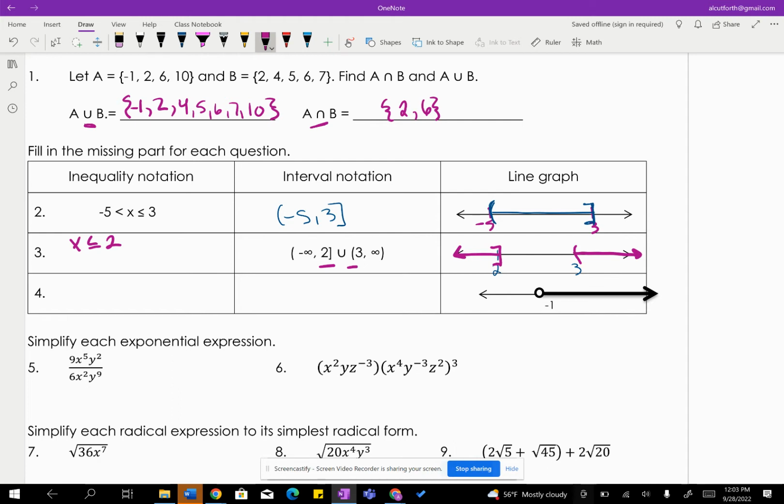Then we have all the numbers bigger than 3. So we also need to have x is greater than 3. Some of you used the infinity, and you can do that as well. You don't have to, but that's fine if you did. And you can use "or" or you can use the union symbol, but you have to have them separate. And they have to mean that. Okay?